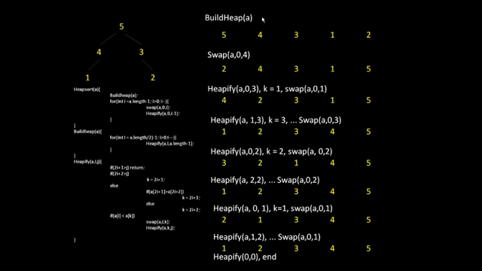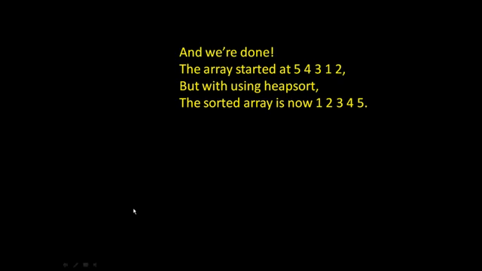I hope you followed through on that. It was confusing, but just try your best. And that's all there is to it. Yes, it was a little confusing, especially if you're doing it for the first time. But as we went through it, the array we started with, 5, 4, 3, 1, and 2, was sorted into 1, 2, 3, 4, 5, which is the correct order.